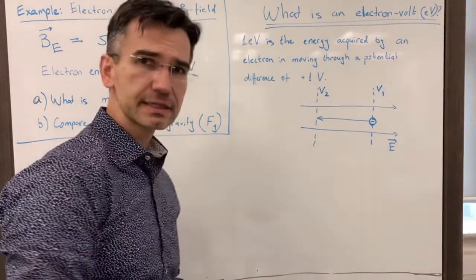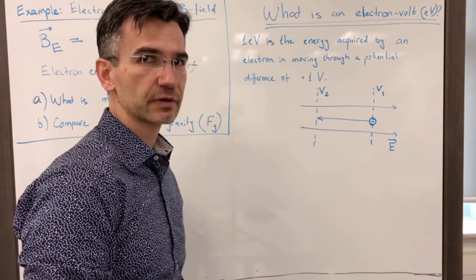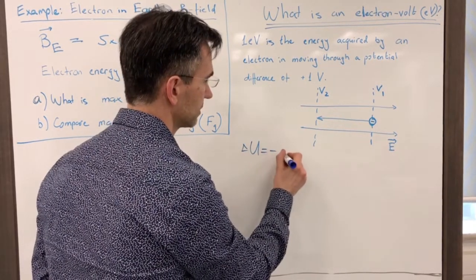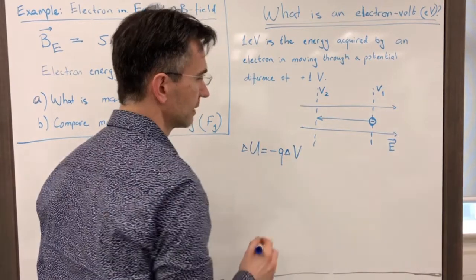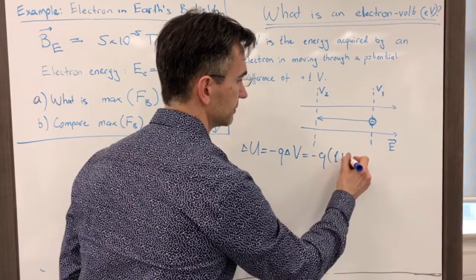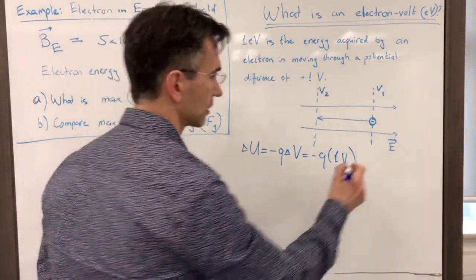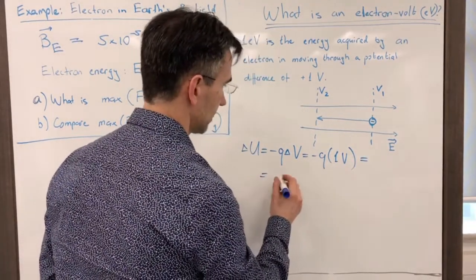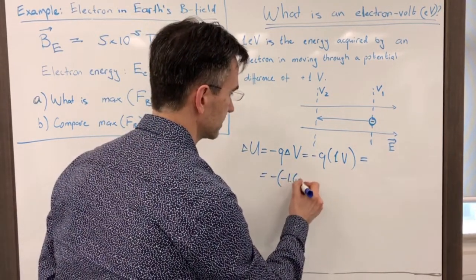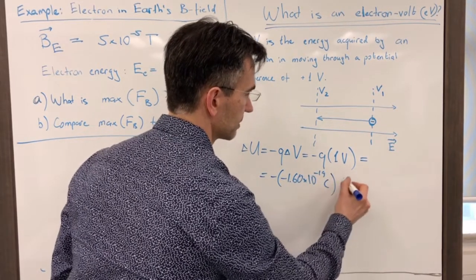So let's get an expression for the energy that is acquired by the electron in moving through this potential difference of 1 volt. The energy acquired is going to be minus Q delta V, so minus Q times 1 volt. Q is the elementary charge, and because we have an electron, the charge is negative, so this is minus 1.60 times 10 to the minus 19 coulombs times 1 volt.